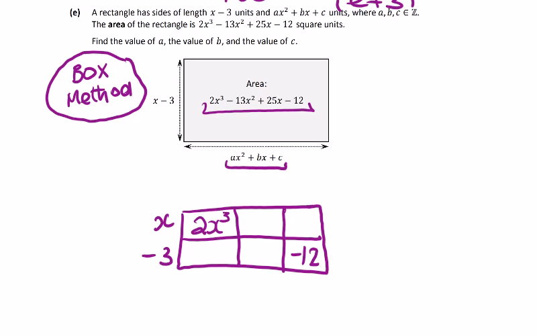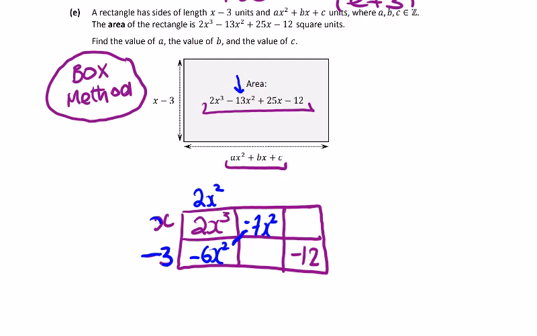So go and look at the videos on this if you haven't seen it. X into 2x cubed is 2x squared. You multiply the 2x squared by the minus 3 down here to give minus 6x squared. These two boxes give me my x squareds. We want minus 13 of them, so I need another minus 7x squareds.